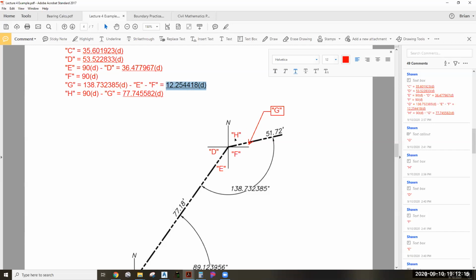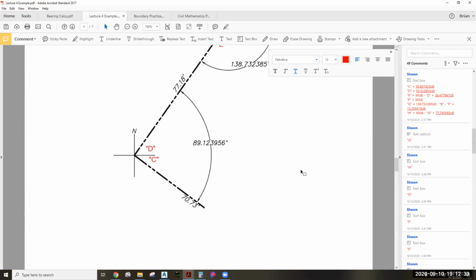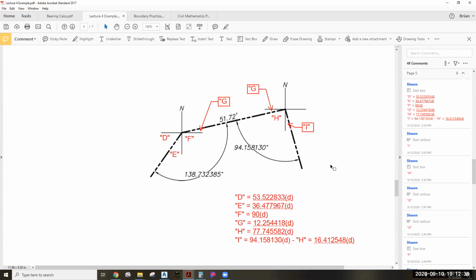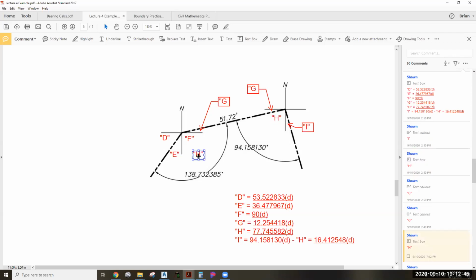Once I know G, I can then calculate H. Because again, this is a quadrant, so it's 90 degrees. So I take 90 minus G is 77 and some change. Okay. And again, this is for you to download so you can study it.